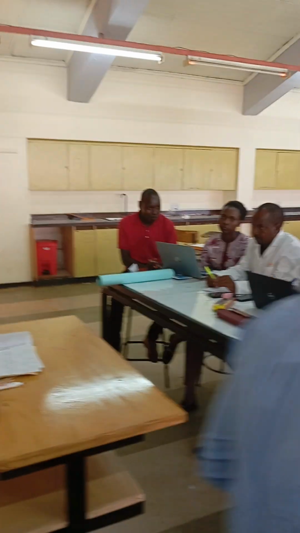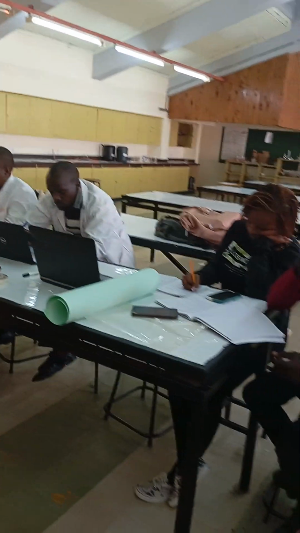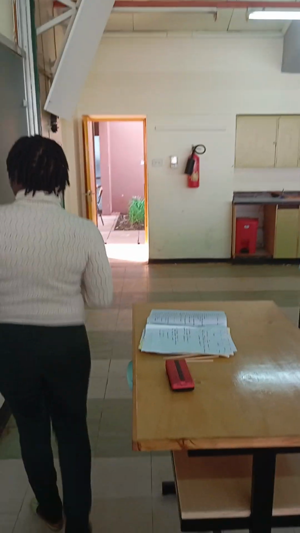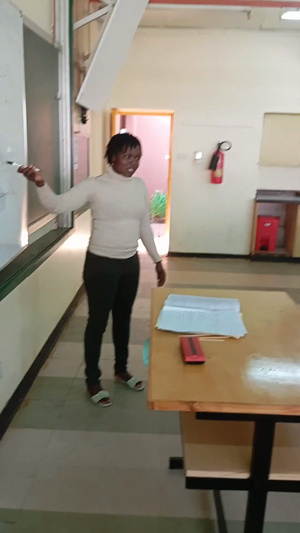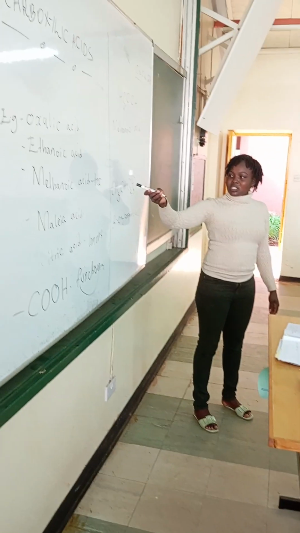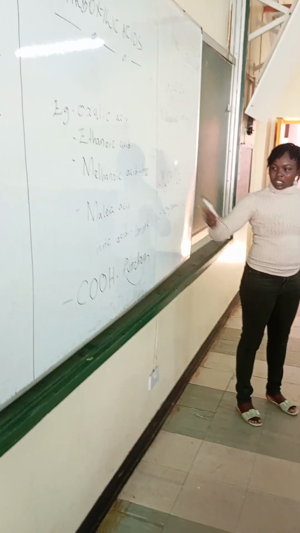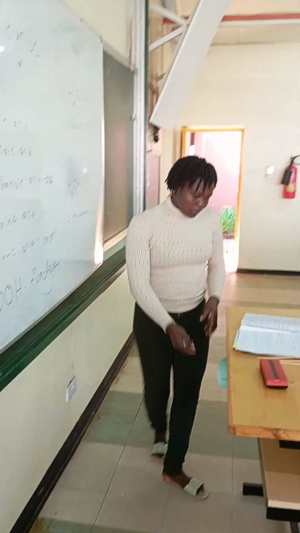What do you think? Is your answer the same as that one? Yeah, that's nice. 2-ethyl propanoic acid. So the only small trick here was for you to identify that this is a branch. After identifying the branch, you identify the longest chain, then you name it.